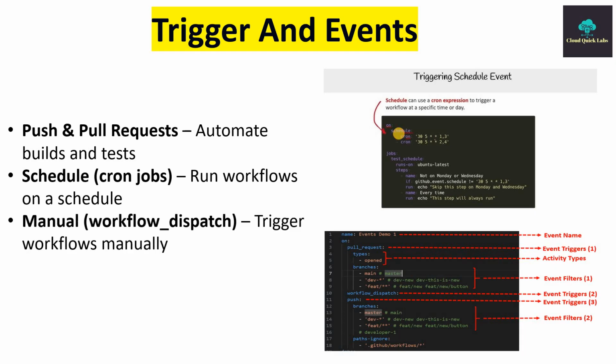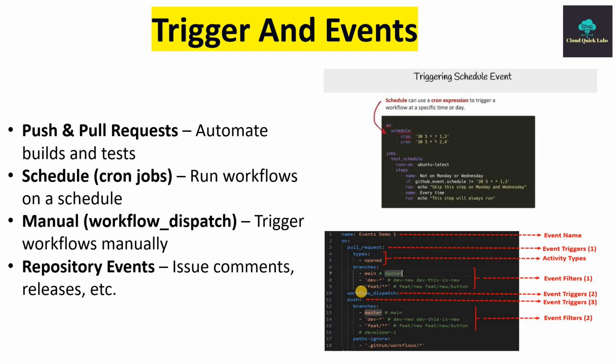The next one is manual. If you see in the screenshot here at line number 10, that is workflow_dispatch. If you use the on keyword of GitHub Actions, you use workflow_dispatch, which means that GitHub Actions understands that this has to be invoked manually as well. We're going to see that as well now. So that is where it talks about manually triggering the workflow. Then the repository events. What are all repository events? Like issue comment, release, pull request. Those are nothing but repository events. So that is how you can trigger GitHub Actions workflows in general.